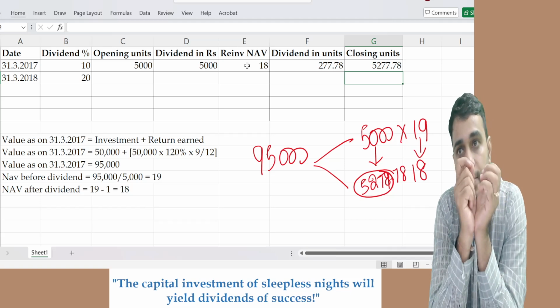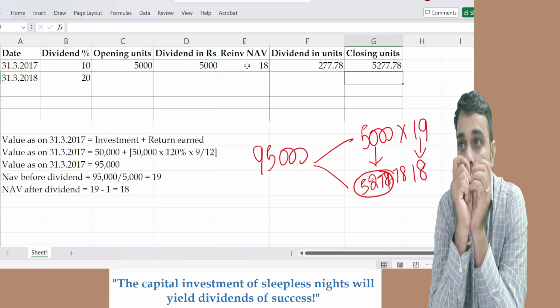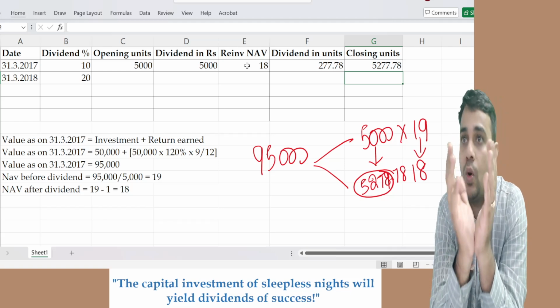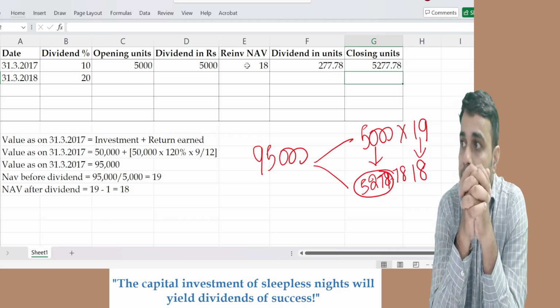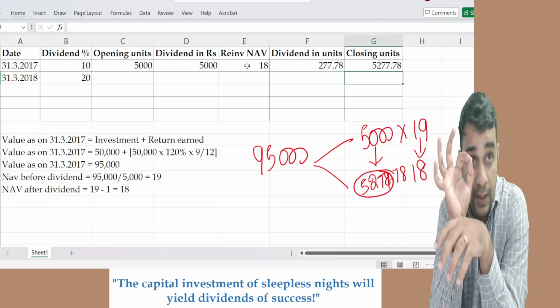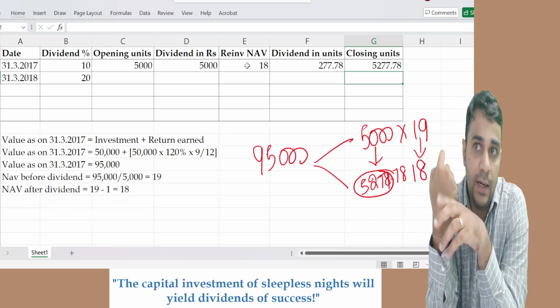Any reinvestment will happen at the NAV post the dividend fall. Some students took it as 19 and did the solution. It will go wrong. 19 is wrong. 19 is pre-dividend. Post dividend it will become 18. Dividend paid and then reinvestment happens.